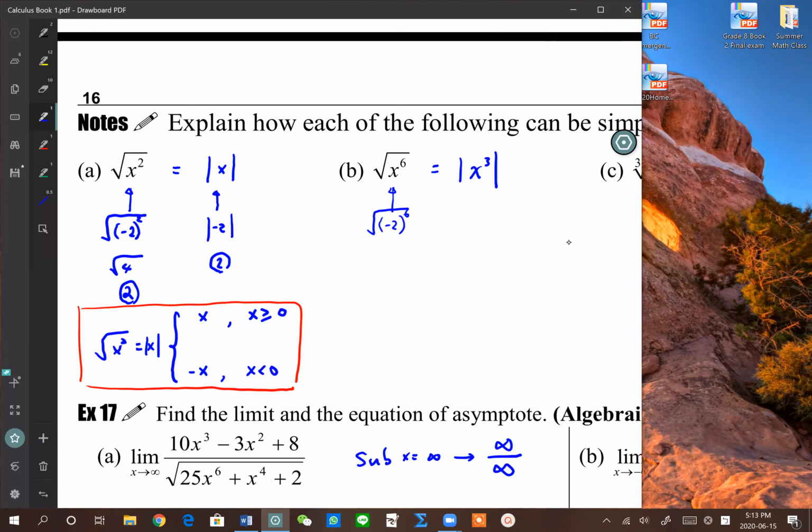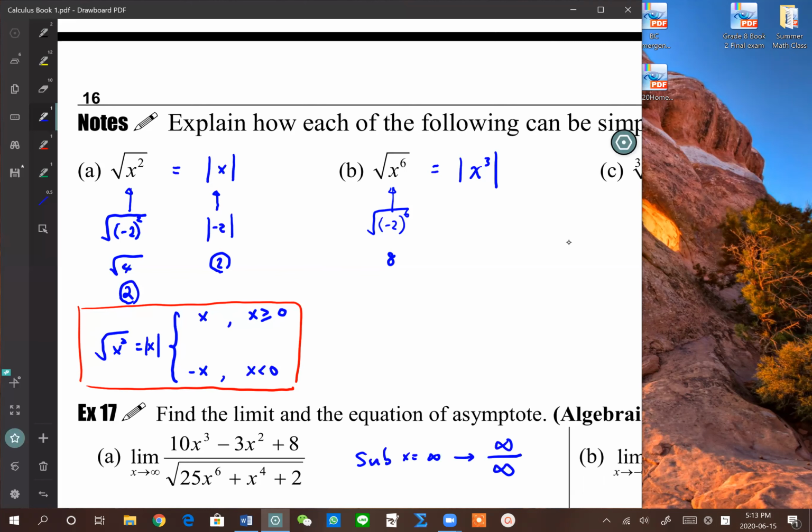So it would be 8. Yeah? Okay. Right? Okay, you can try, right? -2 times -2 times -2, six times. And then that will be 64, right? 64, and then you square root that, that will be 8.